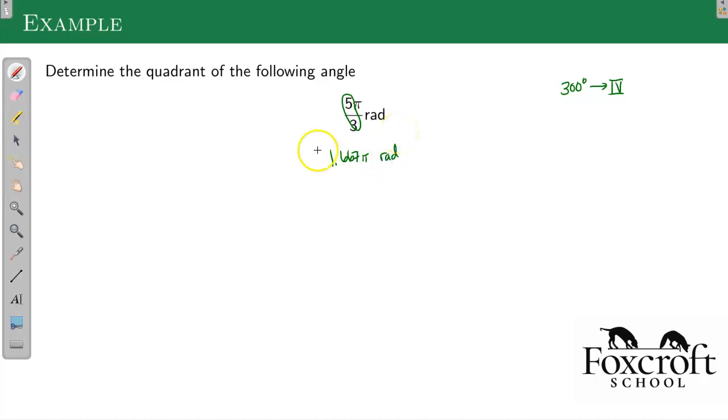All right, and we know our quadrants. Where is 1.66 pi going to end up? It's bigger than 0.5, bigger than 1, bigger than 1.5, but smaller than 2. So it ends up in quadrant 4. I get the same answer without having to do the conversion. We're just looking at the decimal part of that fraction.